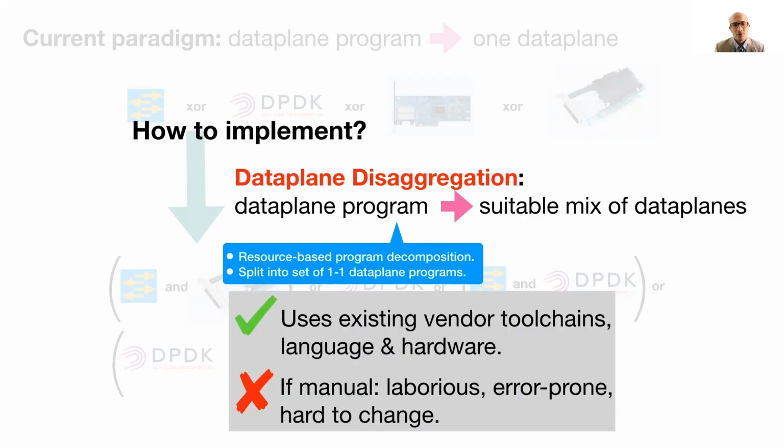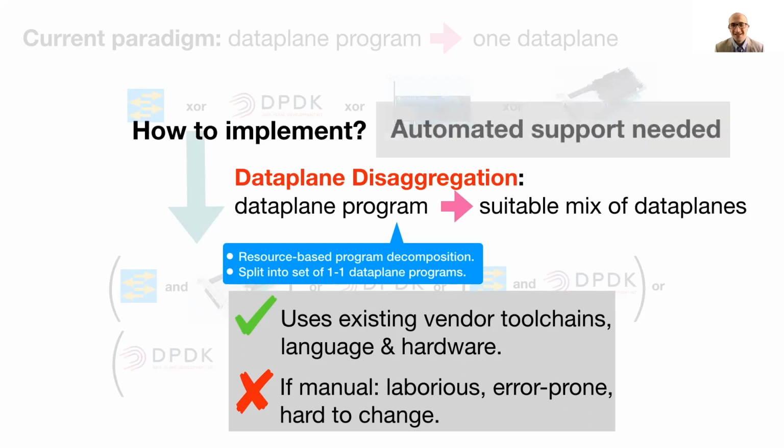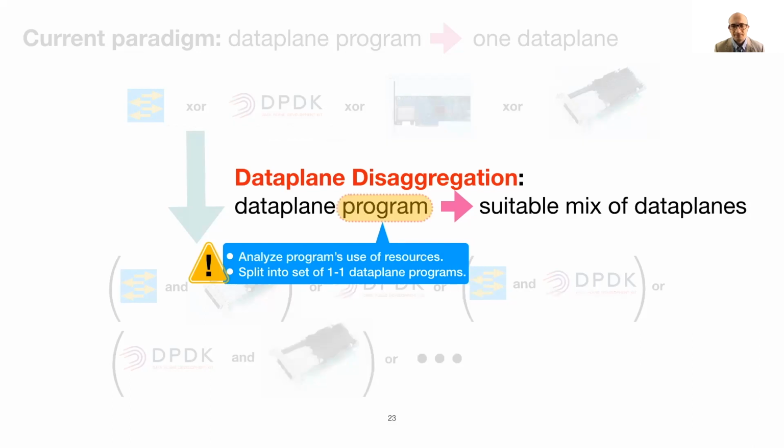If we were to go about implementing data plane disaggregation manually, it would be a very laborious process. There would be a lot of code refactoring to be done, and this would need to be redone every time the program changes, or if our hardware is upgraded and we need to reconsider which way to split the programming. So a good deal of automated support is needed. Let's tease out the problem a little bit more to explore this. Support is needed to analyze the program to understand its resource use, as well as to mechanically do the splitting.